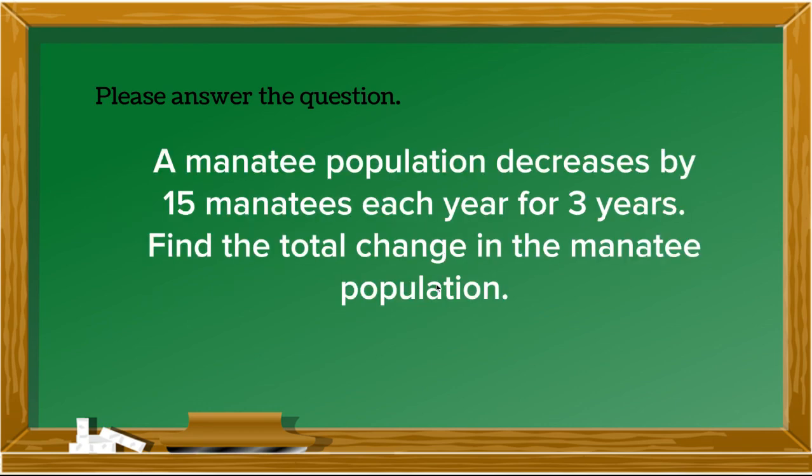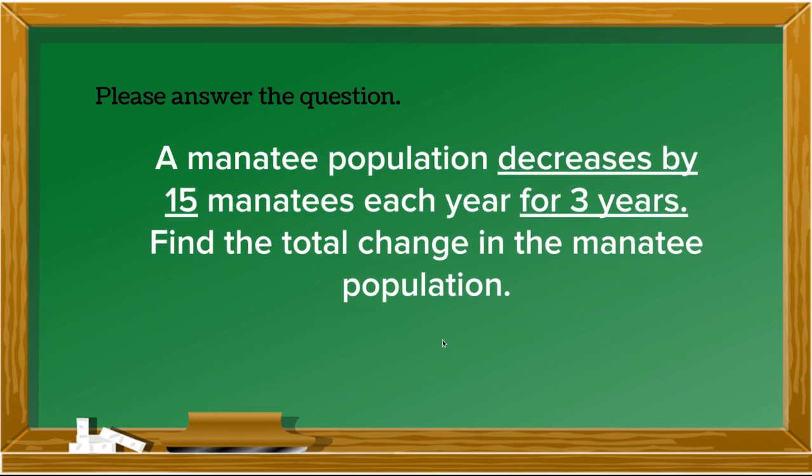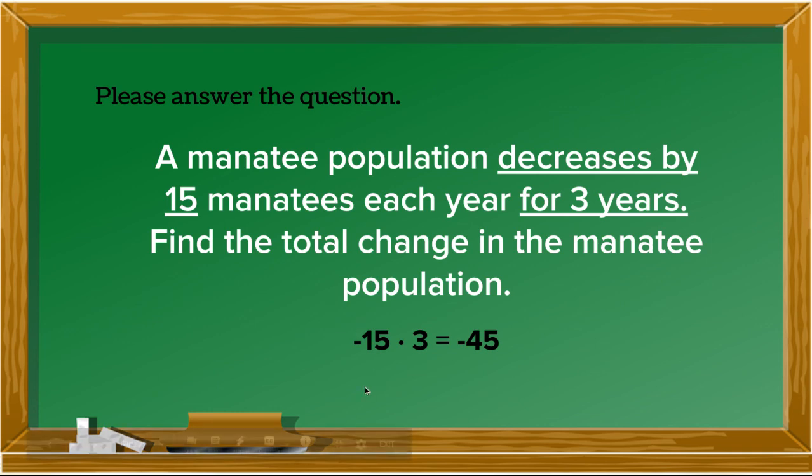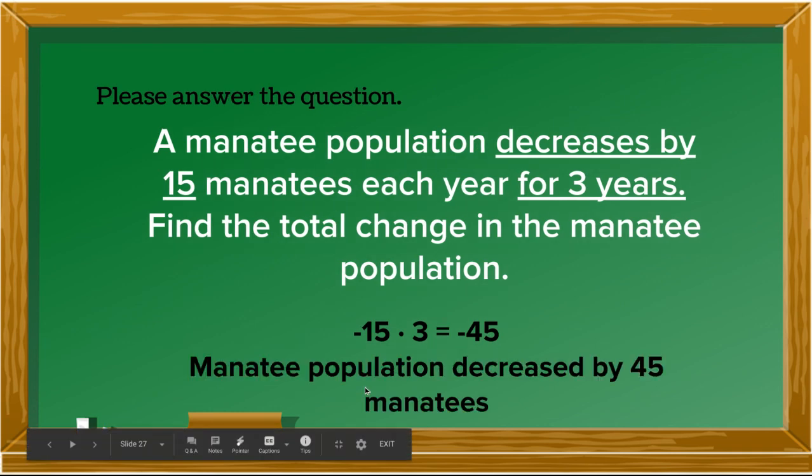And here we have some information about a manatee. Those are like seals. The population decreases by 15 manatees each year for 3 years. Find the total change in the manatee population. Well, we know that it decreases by 15 for every 3 years. So we learned from our example that for total change, you're going to multiply that, and a negative times a positive gives me a negative 45, which means the manatee population decreases by 45 manatees.